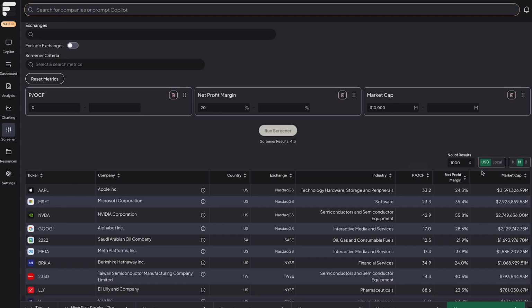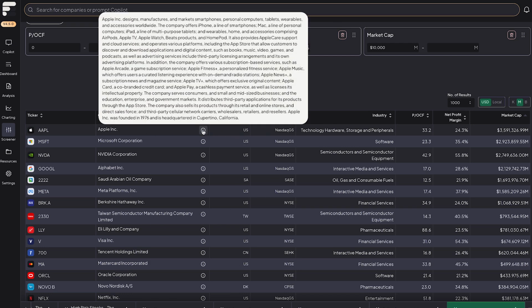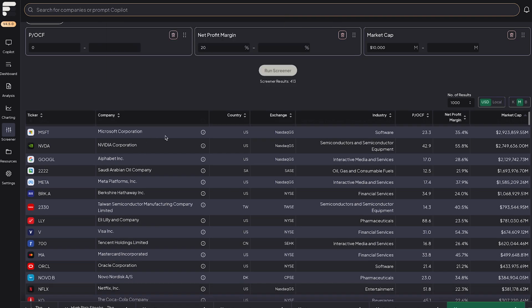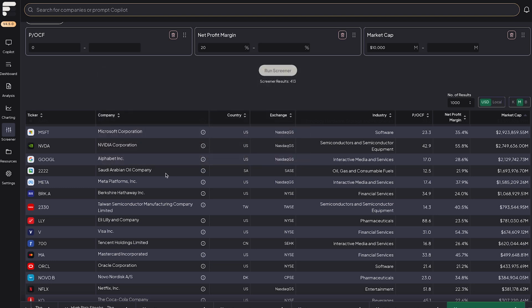But once you've done it, you can sort it by market cap, and it will show you all of the different companies. So US stocks, for example Apple, if you hover over info, then it tells you everything that Apple does. And you've also got international stocks. Here you've got Saudi Arabian oil company. If you press info, it will tell you more about that. This is something you won't find on US exchanges, and it'll tell you which exchange you can find it on.